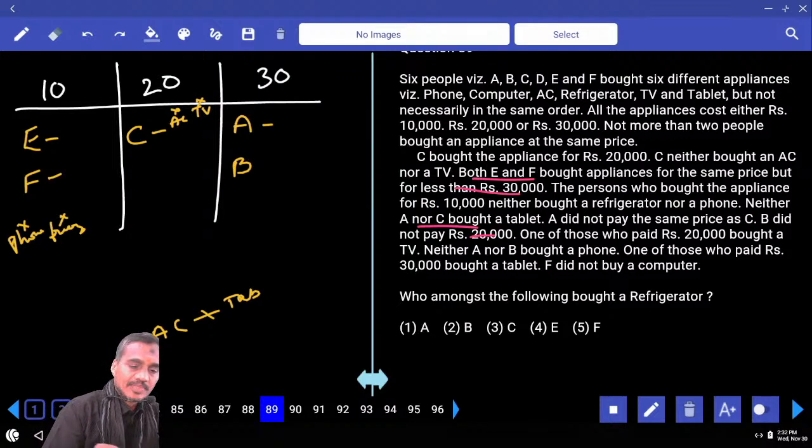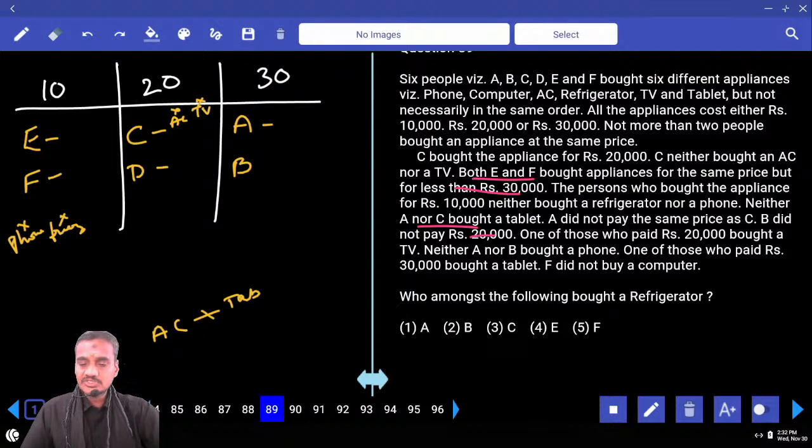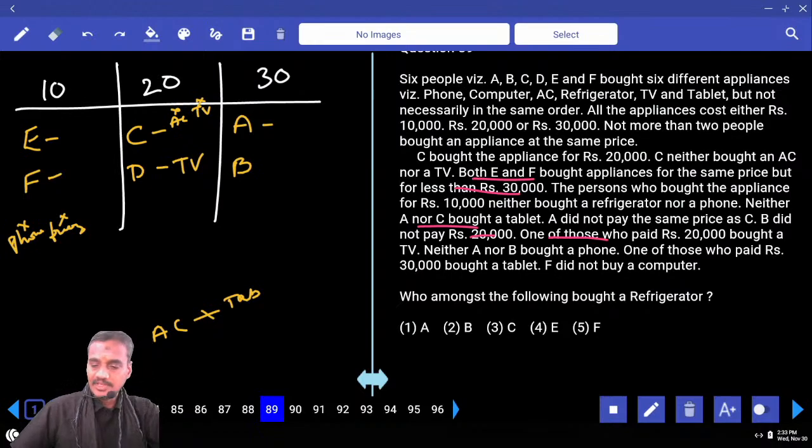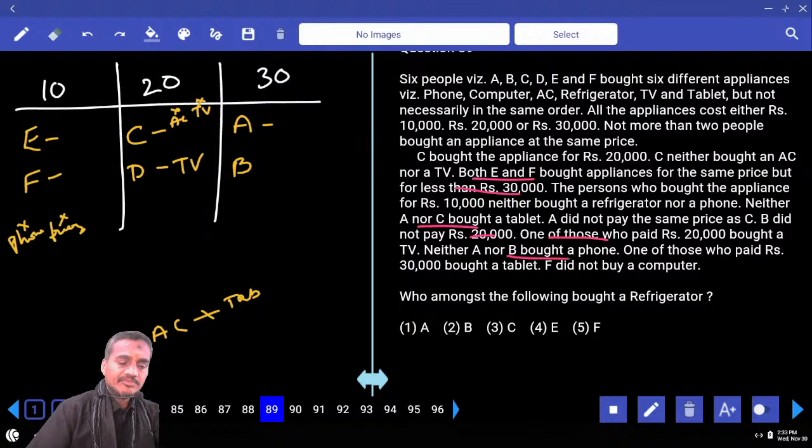A, B, C, D, and who is the person here? C, D must be here. అంటే కదా. And the persons were fixed. B, and one of those who paid 20,000 bought TV. That means who is that person? D must have bought TV. And neither A nor B bought a phone. A and B phone is ruled out.